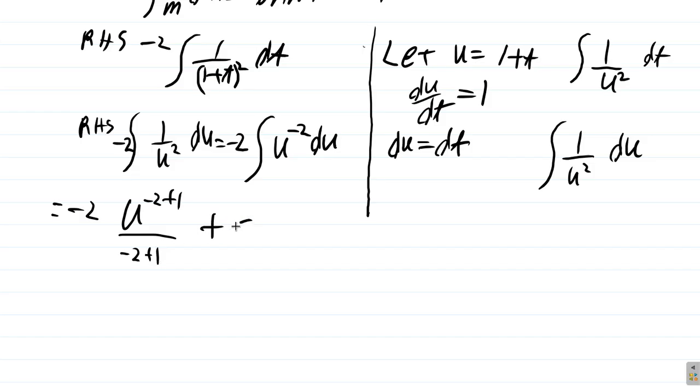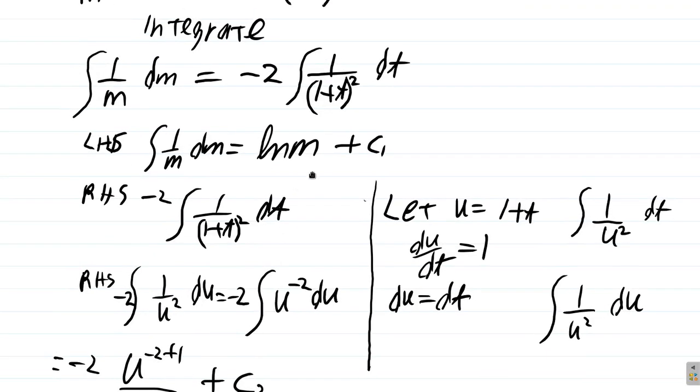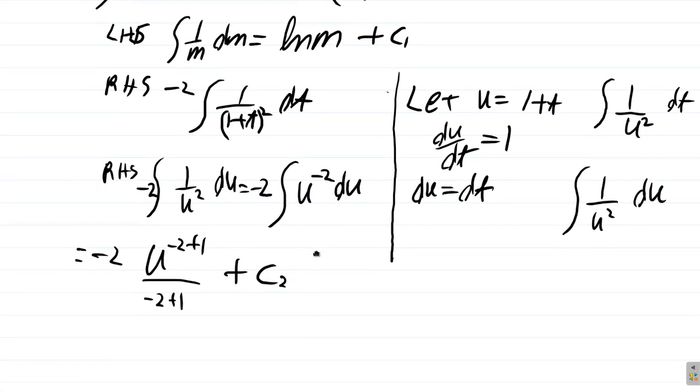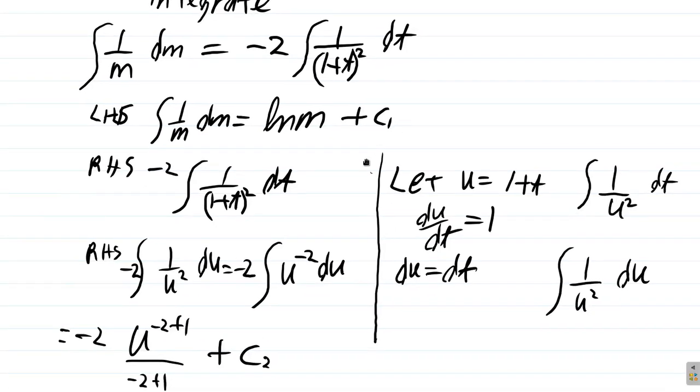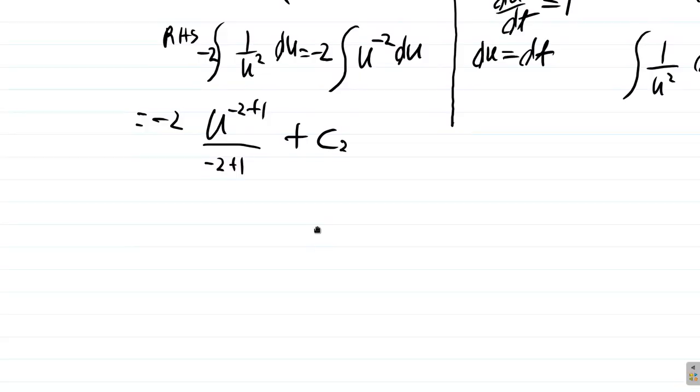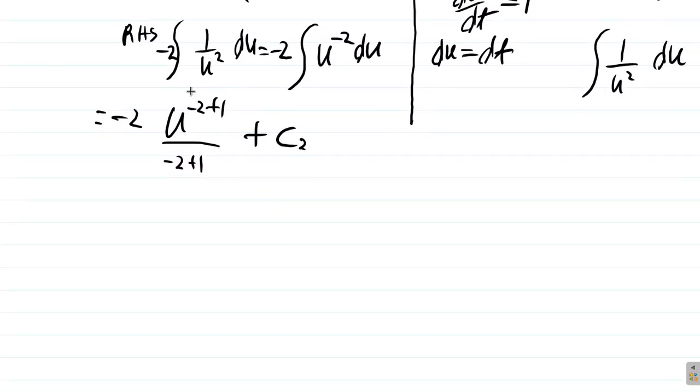And then plus c, call it c2, since we used a c1 here. If I had done everything in one line, the constants of integration on both sides could cancel each other. But since I'm doing the left hand side separately from the right hand side, I put the constants of integration and then we'll show how they cancel out each other.